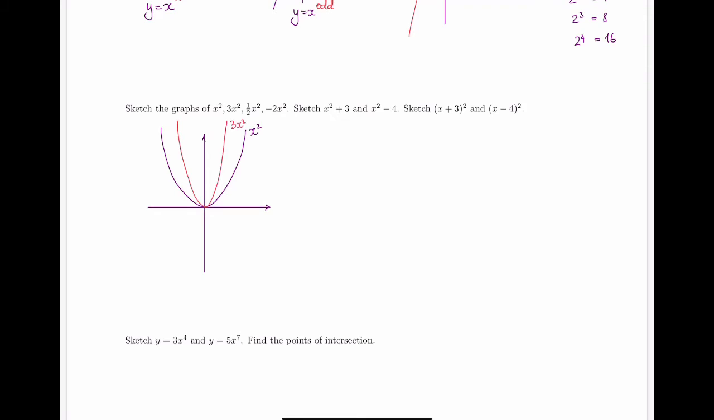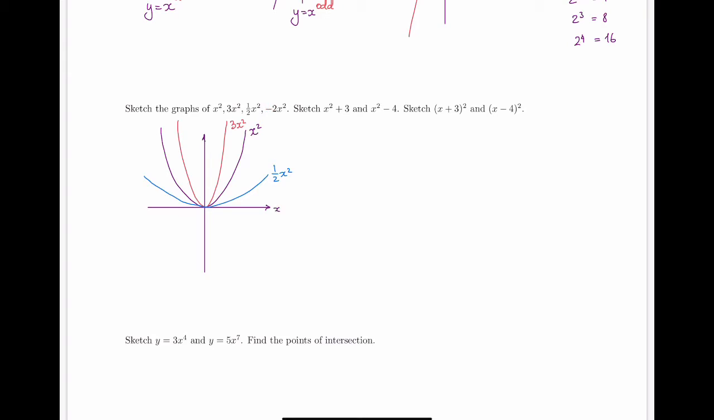Okay, so the parabola shape will remain, but now it's going to look a little bit stretched or squished. If the number in front is less than 1, it's going to correspond to horizontal compression. So it's going to be the same parabola shape, but now shallower and wider. So this will be 1/2 x squared, whereas the minus corresponds to the flip in the x-axis.